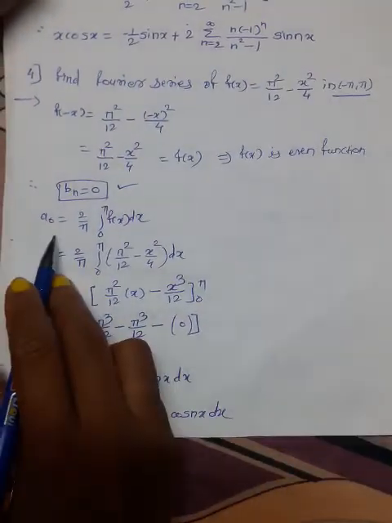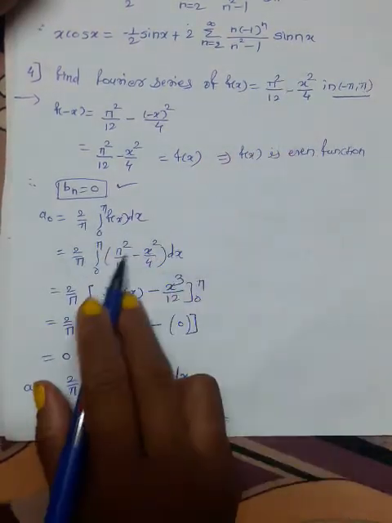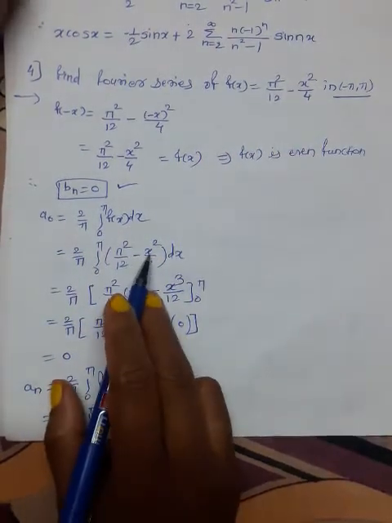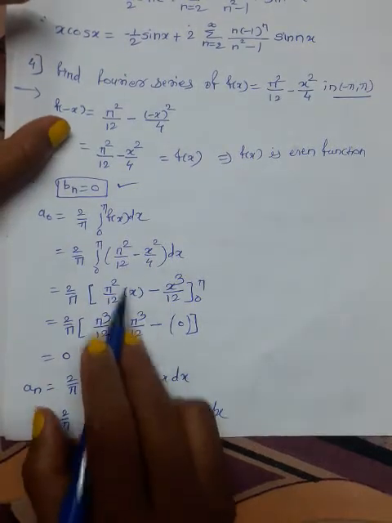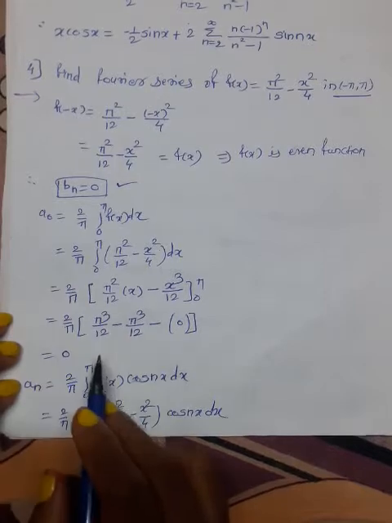I start with the a naught, 2 by pi integration 0 to pi f of x dx. Put the value of f of x here. It's very easy. X square integration is x cube by 3, 1 integration is x. By putting the limits, we get a naught is 0.